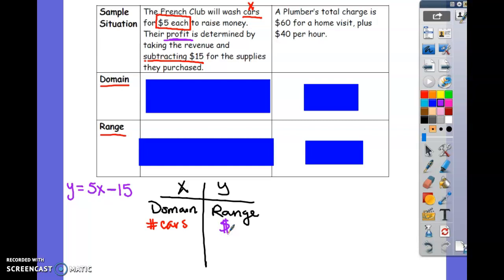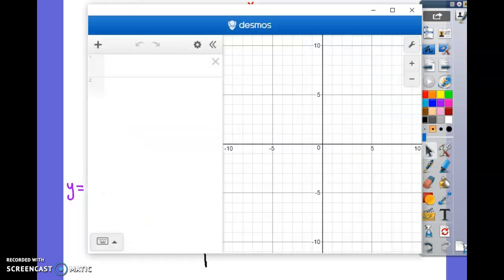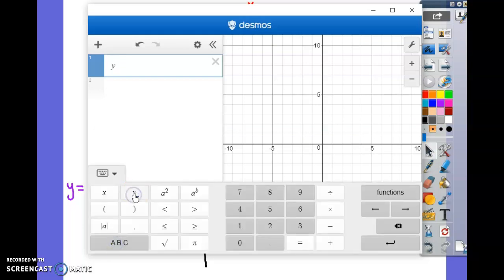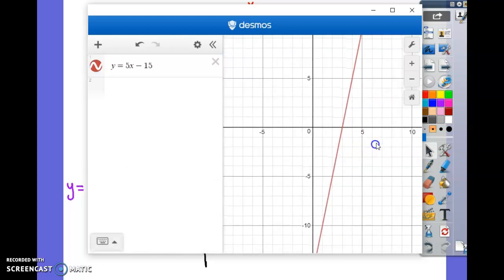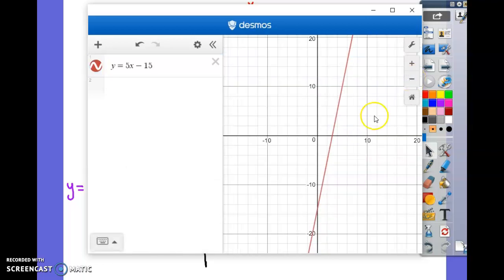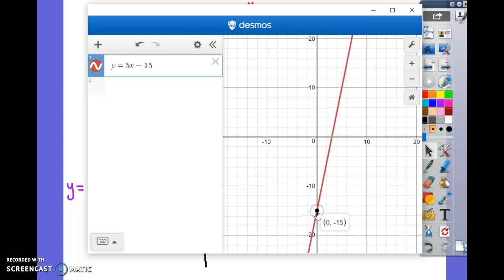So if I put this in Desmos, okay, Y equals 5X minus 15. It gives me the equation, the line, right? So I know that this is what I started with. I started with negative $15 because I spent money, right? And every car that I get, I'm going to get $5.